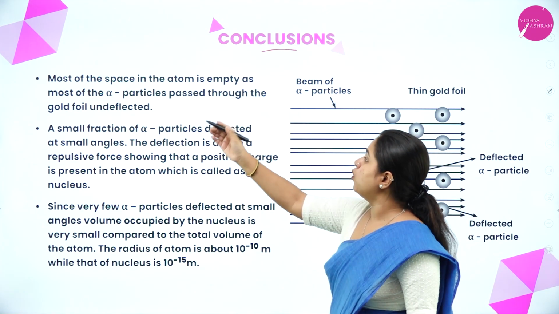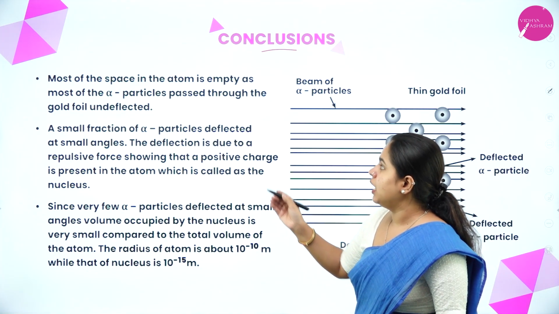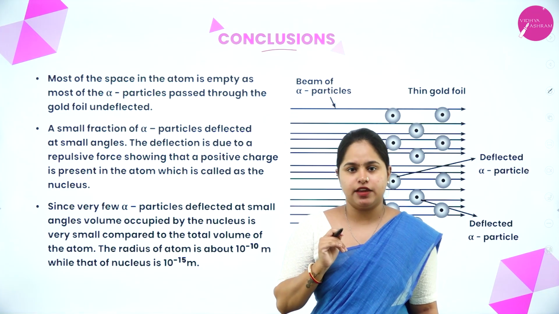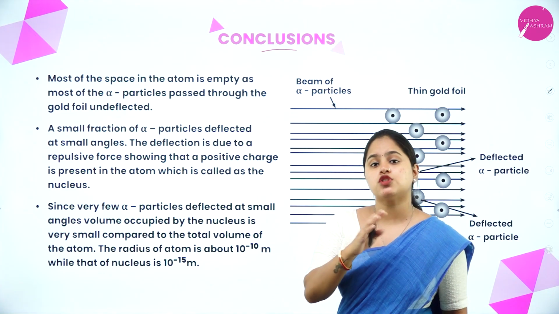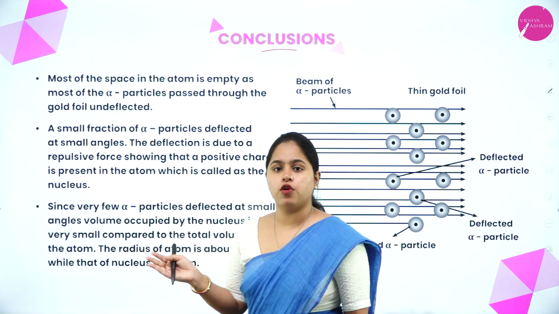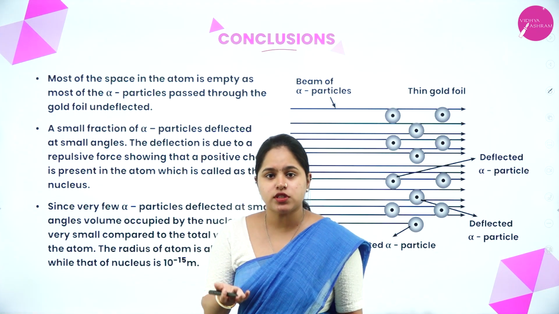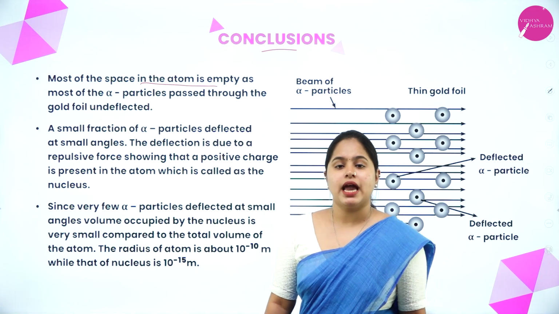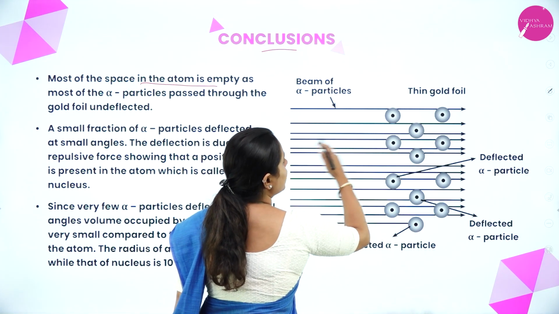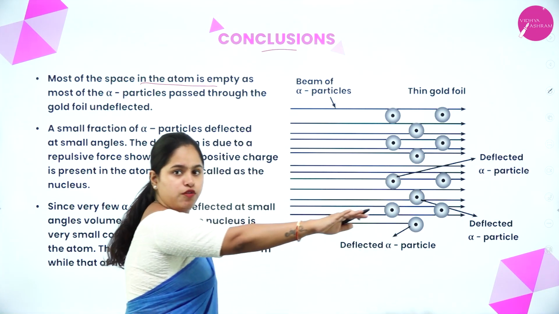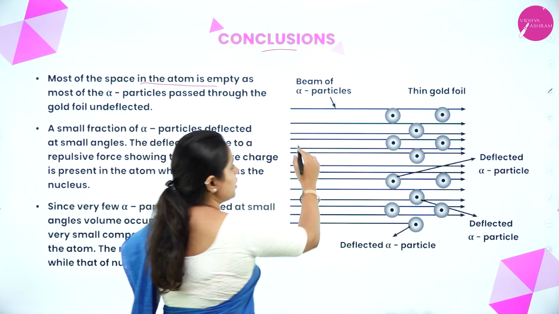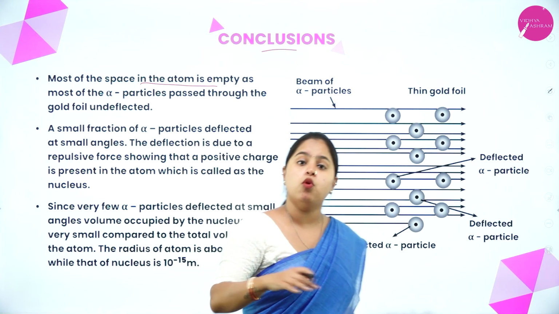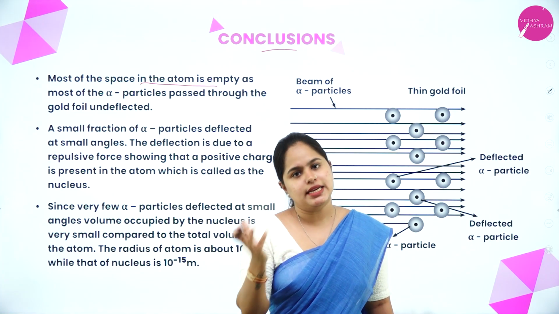Let's see. Most of the space in the atom is empty, as most of the alpha particles pass through the foil without any deviation. What was the first observation? Most of the alpha particles passed through the gold foil without any deviation. What was he able to conclude from that? Most of the space inside the atom is empty. As you can see here, most of the alpha particles are passing through the gold foil without any deviation. There are no deviations that can be observed. So he concluded that most of the space inside the atom is empty.